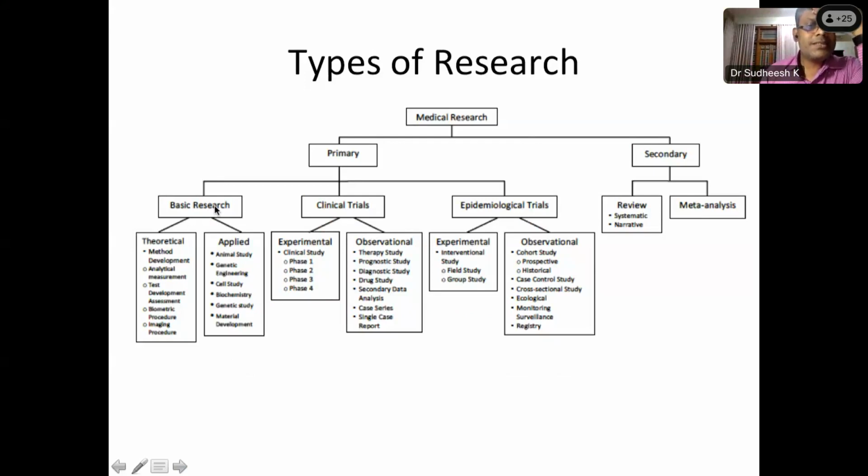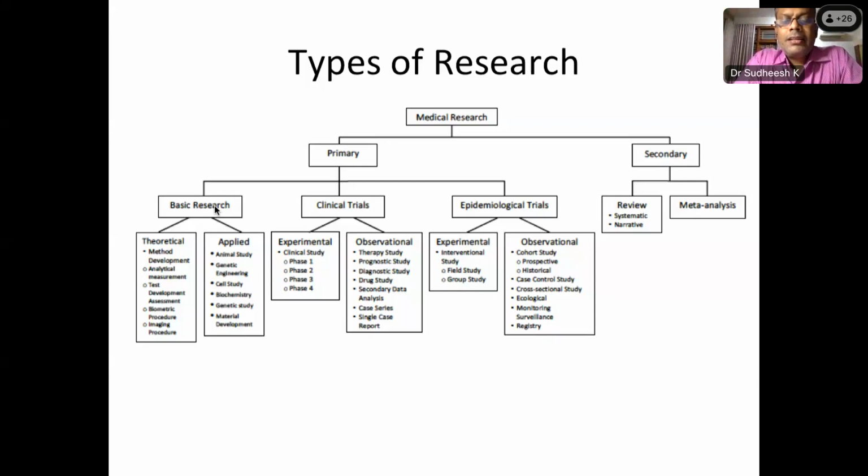Basic research is basically about the most primitive method of assessing the effect of a particular thing, a particular drug, or where you try to generate a theoretical pattern of doing a particular thing, or analytical measurement of a particular thing, or you develop a new test to be useful in detecting certain things, or it can be a biometric procedure, imaging procedure, whatever it is, or it can be theoretical and it can be applied in the form of animal studies, genetic engineering, cell study, and in vitro studies. All those things are basically included under basic research, and with that one we are not going to touch upon.